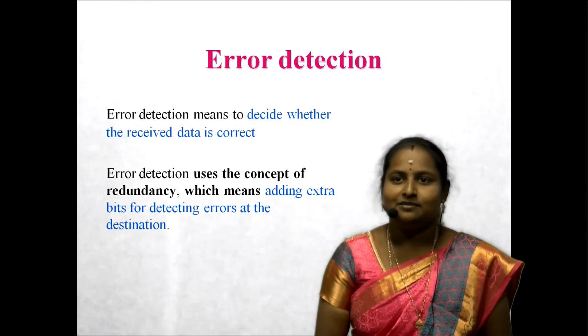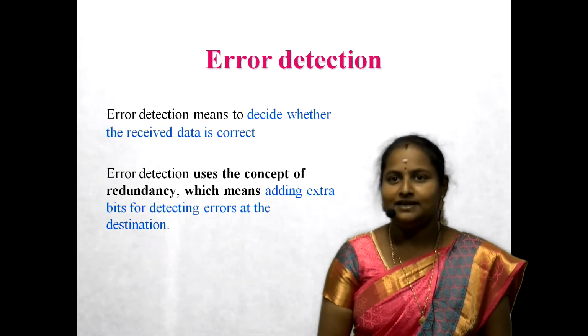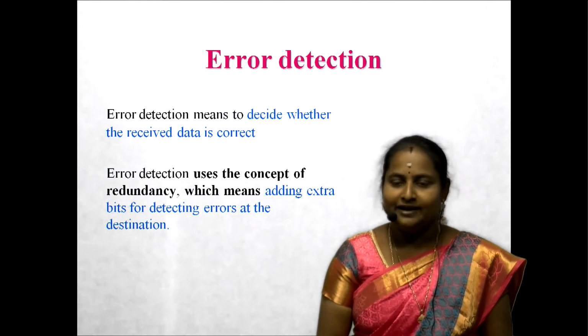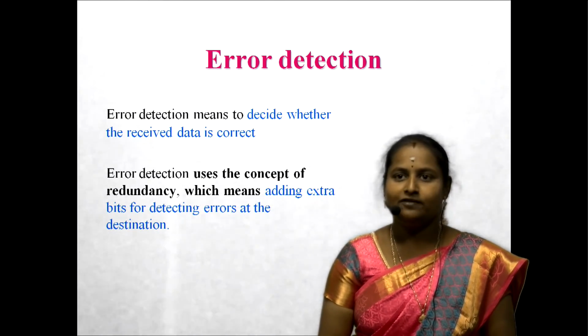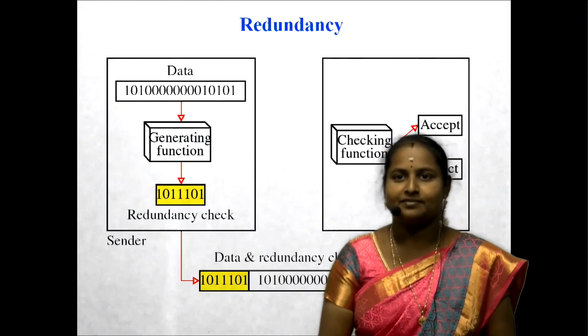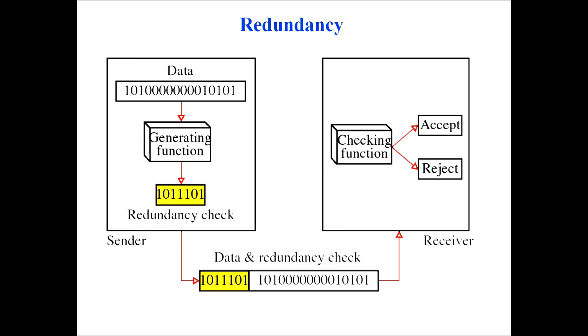So error detection means to decide whether the received data is correct or not. To detect error, we will use the concept of redundancy. Redundancy means we will add some extra bits in the data to detect the errors.